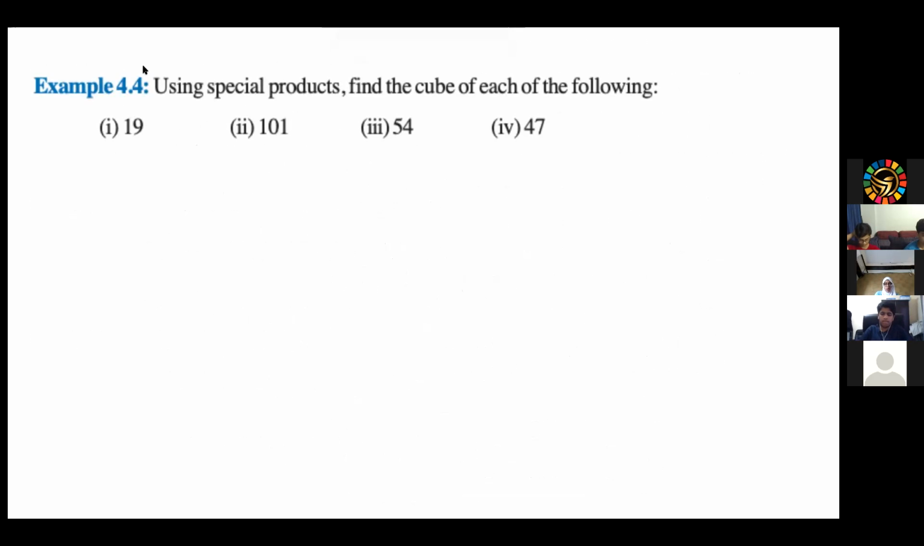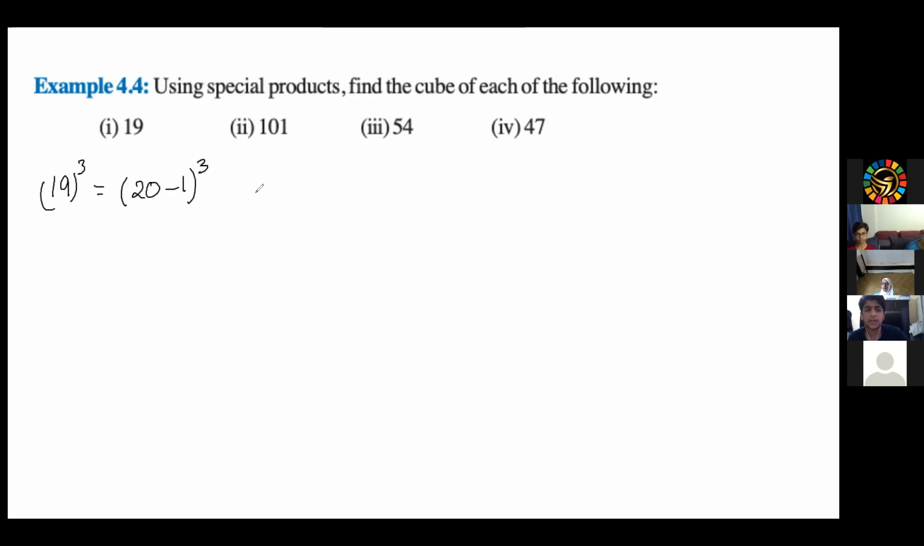Find using special product. What have they asked? Find the cube of each of the following. So the first question is 19 ka cube you have to find. How can I write 19 in terms of 10, 20, 30, zeros ke term mein? How can you write 19? 20 minus 1. Yes, so 20 minus 1 ka cube.